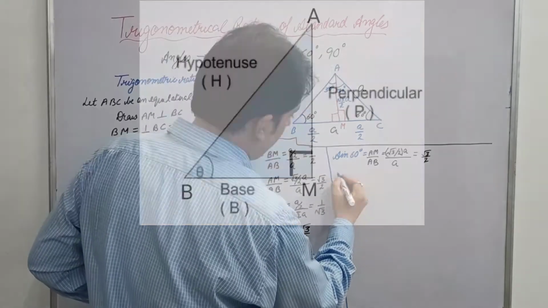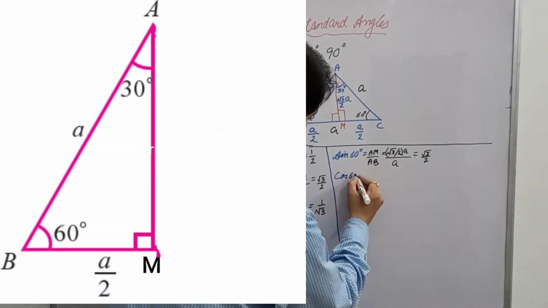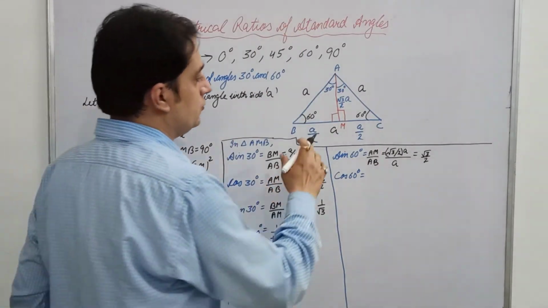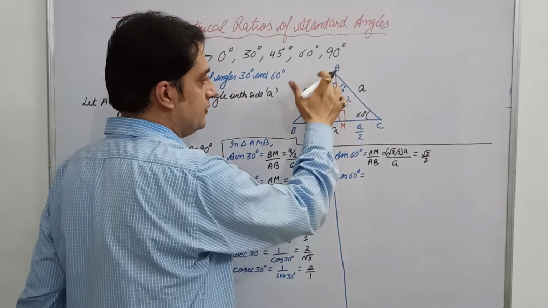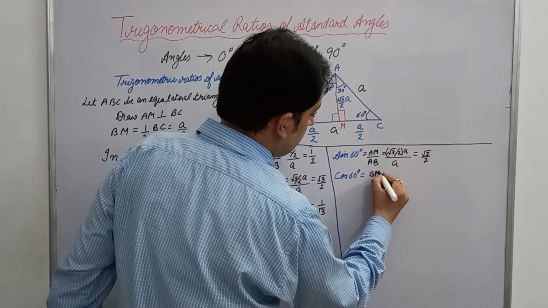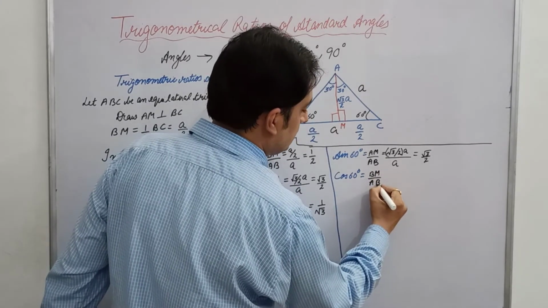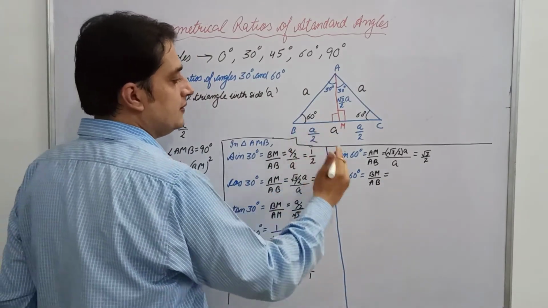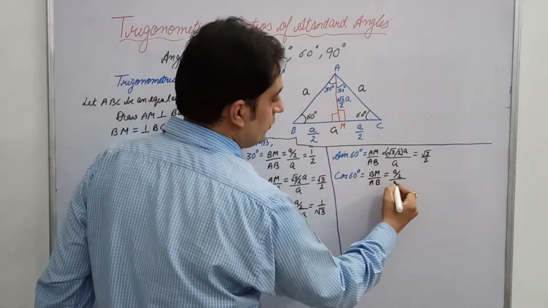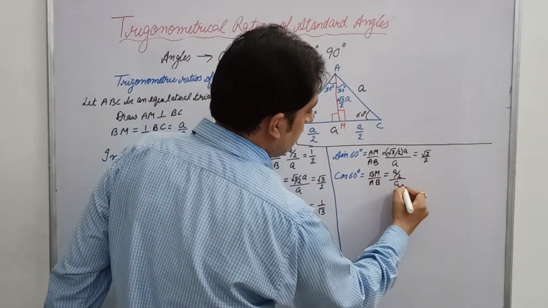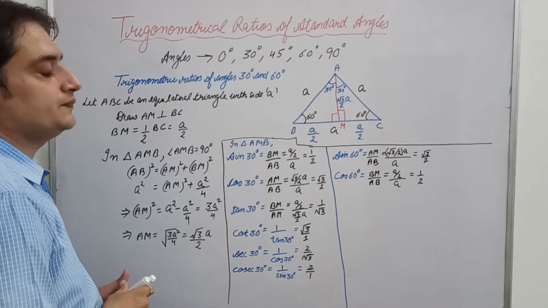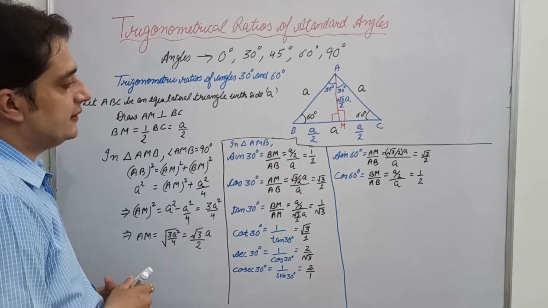Simply you can find the value of cos 60 degree. Cos 60 degree is the ratio of base by hypotenuse. So base for 60 degree is the adjacent side of this right angle triangle, that is BM, and hypotenuse, that is AB. No change. BM here is A by 2. And what is the value of hypotenuse? That is A. So this will become 1 by 2. So this is the value of cosine of angle 60 degree, right?